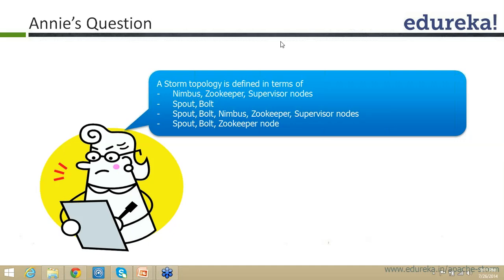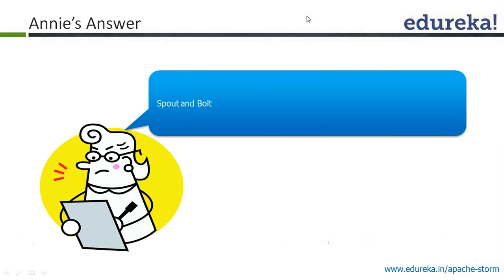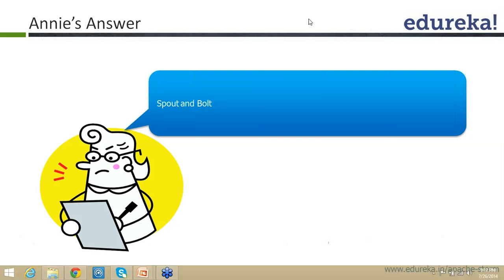Storm topology is defined in terms of, now this is something interesting, I want to see your responses, A, B, C or D. Nimbus, zookeeper, supervisor nodes; spouts or bolts; Nimbus, zookeeper and supervisor nodes; or spout, bolts and zookeeper node. Very good. So let's see the correct answer. It's only spouts and bolts. No zookeeper nodes and all. They're not part of the topology. They're part of the architecture, right?